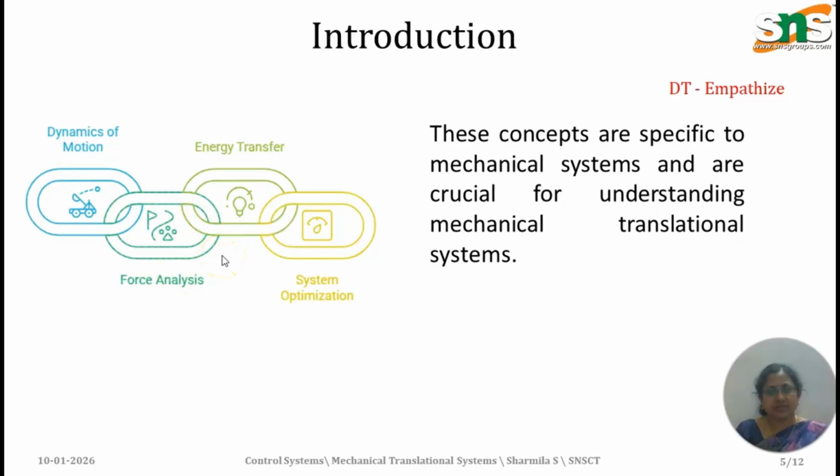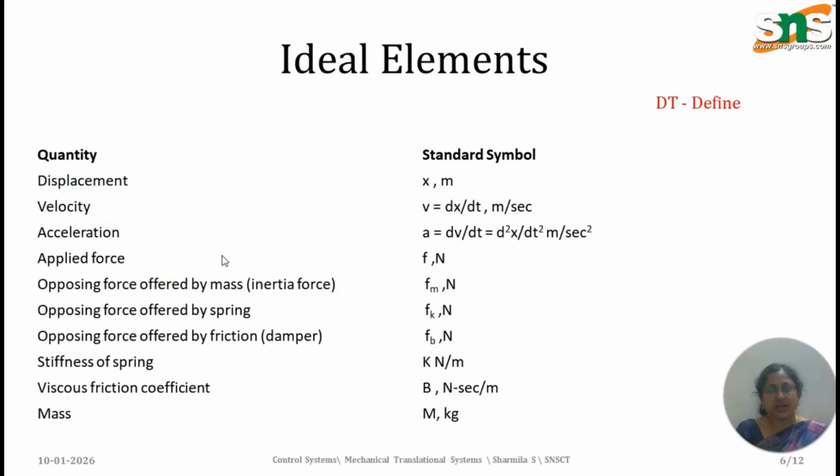So now let's see the ideal elements of mechanical translational systems. The basic three elements of mechanical translation systems are mass, spring, and dashpot or damper. So what is a spring? A spring stores potential energy. The force developed by a spring is proportional to displacement according to Hooke's law.